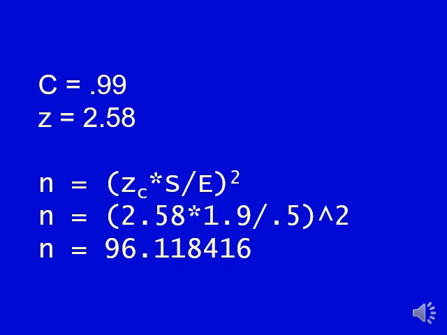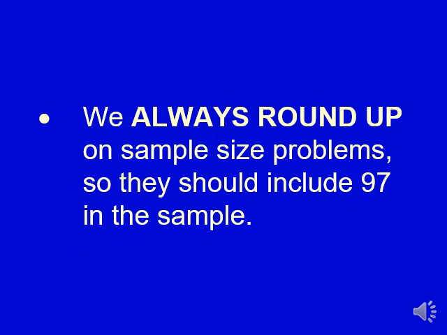My formula says I take ZC times S divided by E, squared. They gave me everything else, and that's why we've got 2.58 times the standard deviation, which was 1.9, divided by the margin of error, 0.5, and I take that and square it, and you can see we get an answer of something like 96.118416.